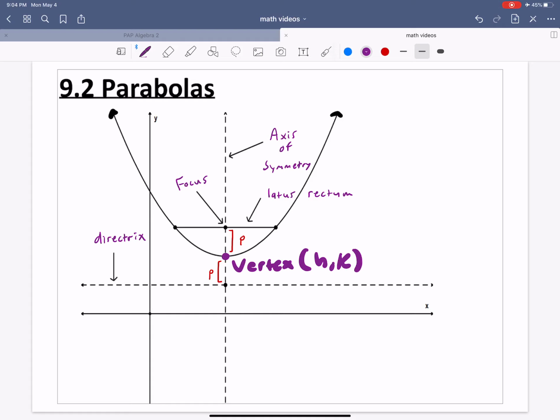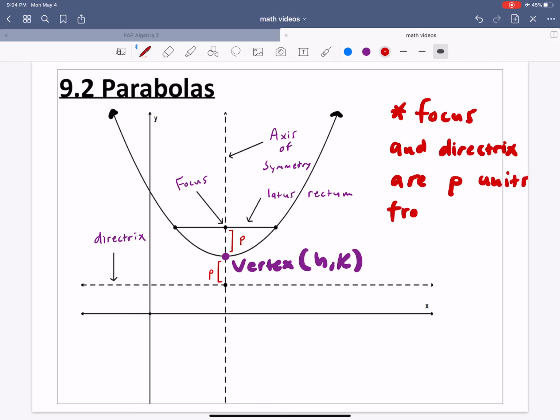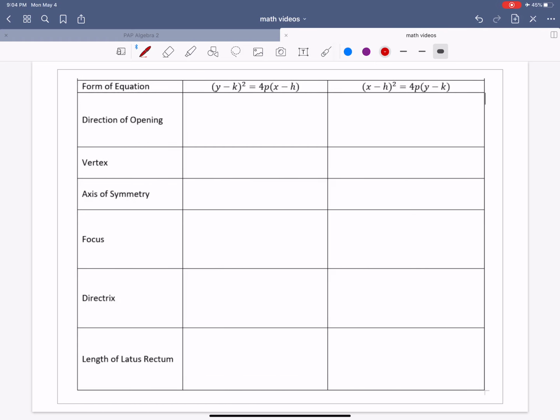Okay? Now, one other thing that I'd like you to write before you move on to the next graph, it's really, really important. Write yourself a note that the focus and directrix are p units from the vertex. That is a really important fact to remember in this lesson, okay?